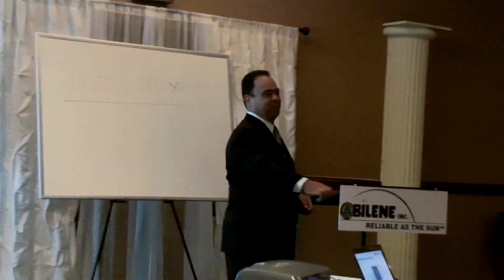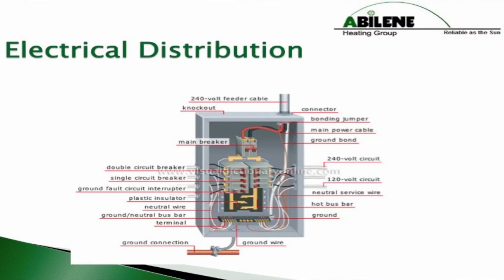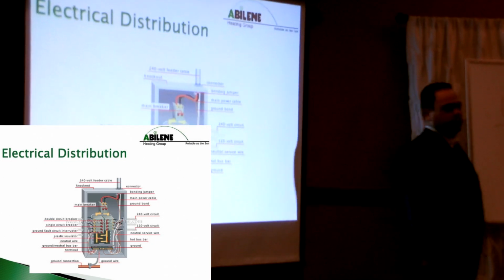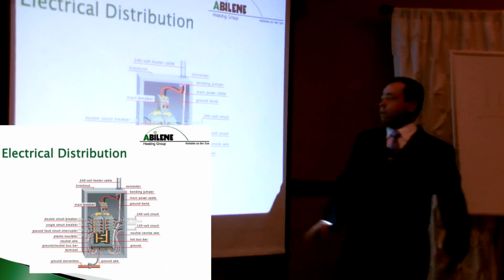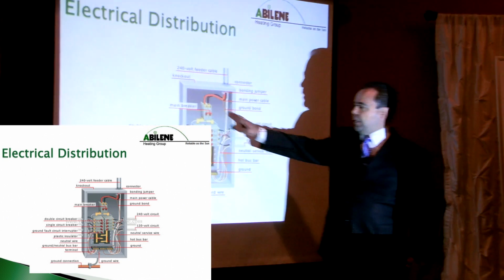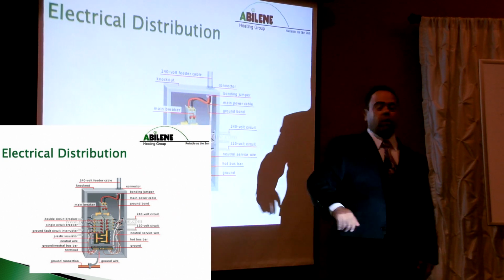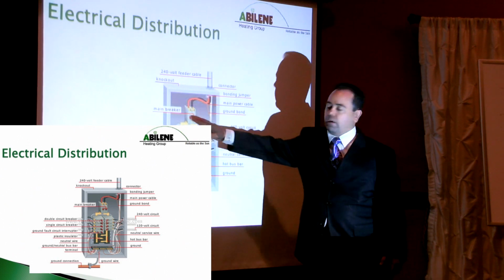Electric distribution. Everyone has one of these in their house, right? You'll see them in the boiler room as well. So the power comes into a main breaker. The reason they call it a main breaker is exactly what it's doing. It's protecting this whole panel. So it's the main. We shut that off, it kills everything in here.